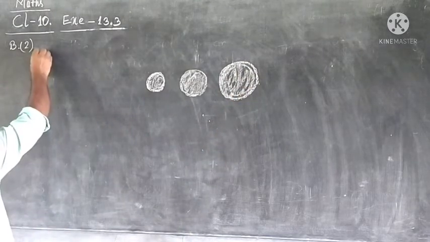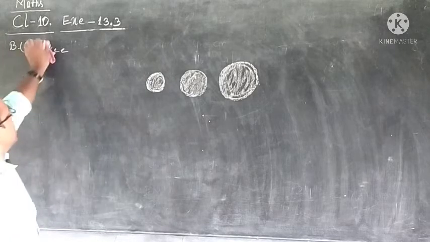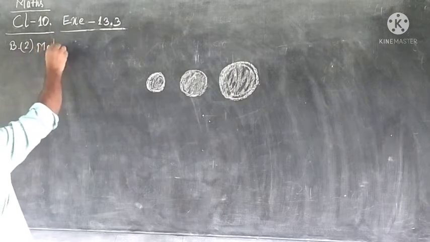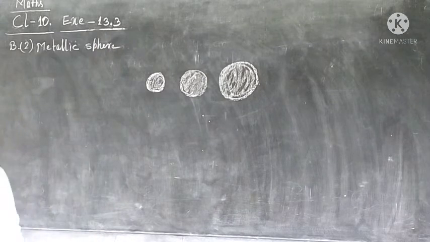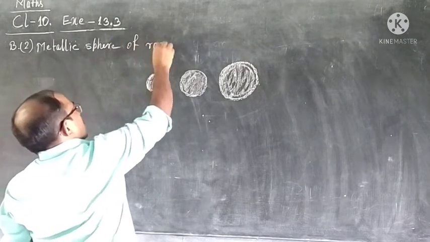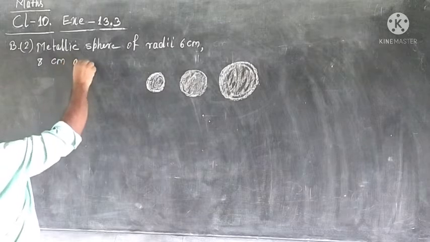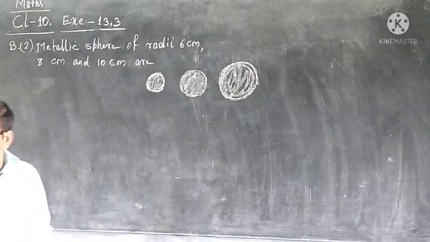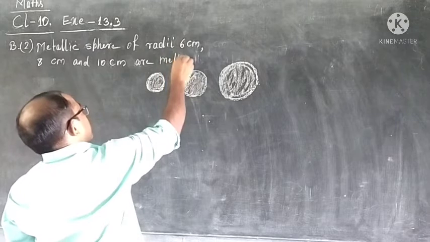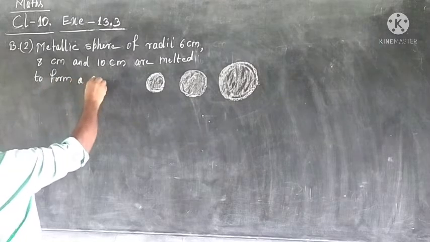So, let us write first the 3 spheres. Metallic spheres of radii 6 centimeter, 8 centimeter and 10 centimeter are melted to form a single solid sphere.